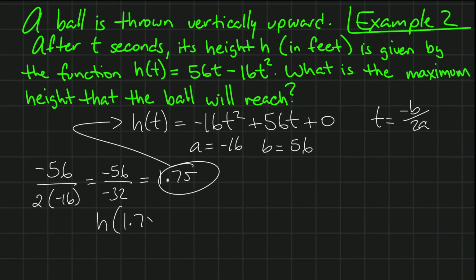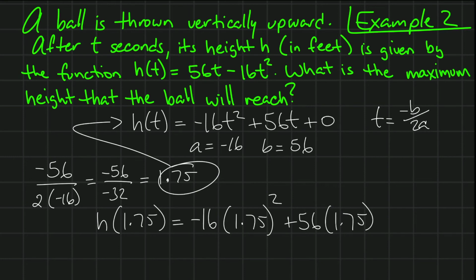H of 1.75 equals negative 16 times 1.75 squared plus 56 times 1.75 plus 0. Or we can just leave that off. We'll use our order of operations. Basically, we're going to do the 1.75, square that, multiply that by negative 16. Then we're going to add it to 56 times 1.75. And that'll give us our solution, which is going to be equal to 49. So our maximum height is going to be 49 feet.